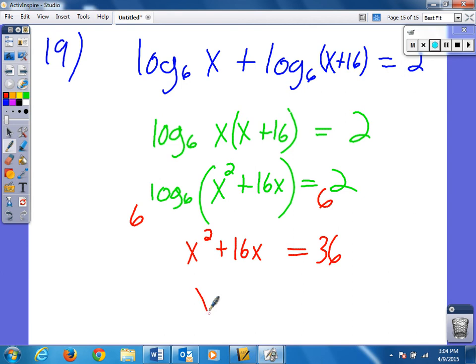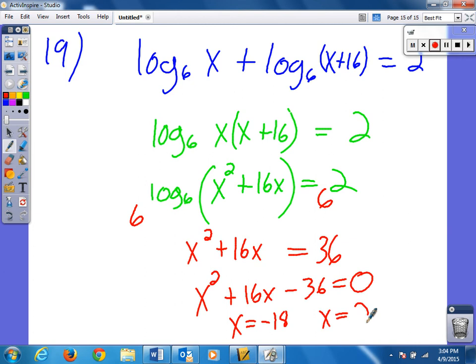Subtract 36 from both sides. Again, the reason we do that is because the only way that we have of solving quadratics right now is if we have 0 on one side of the equation. So then you can take that, and you can either factor or you can use the quadratic formula. Either way will be just fine. And you should get x equals negative 18 and x equals 2.